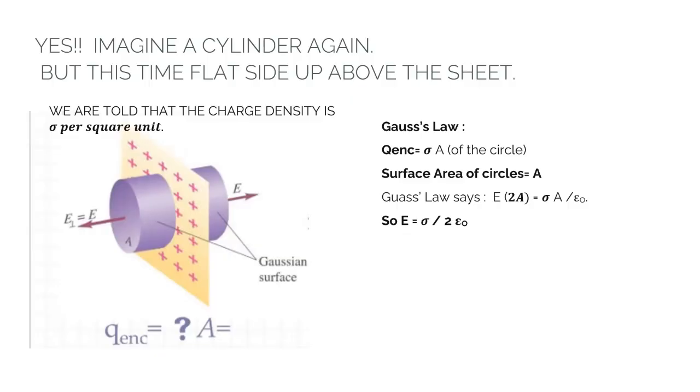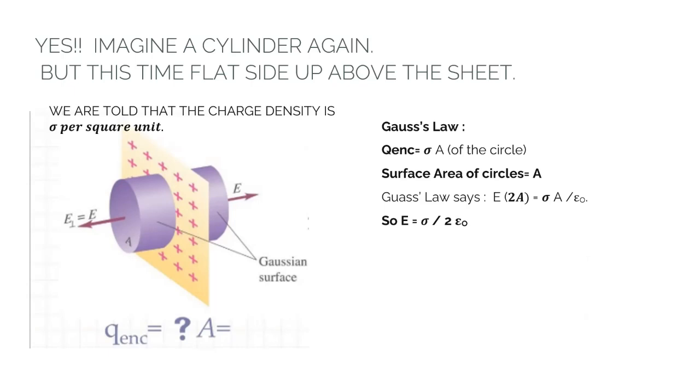Yes. Now we're going to use the cylinder again, but this time we're going to reorient it. We're going to turn it so that the flat sides are going to be above the sheet and below the sheet. And I'm telling you the charge density. It's going to be called sigma now because it's going to be per unit area, right? So per square unit. And I am going to pull this cylinder up a certain height, which we can call r or L. It doesn't really matter right now, but I'm just going to bring the cylinder to a certain distance away from the sheet. And I'm going to use that to figure out my E field.